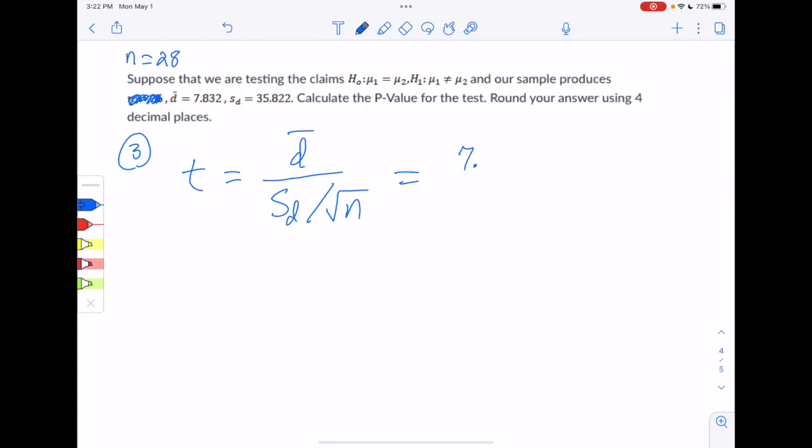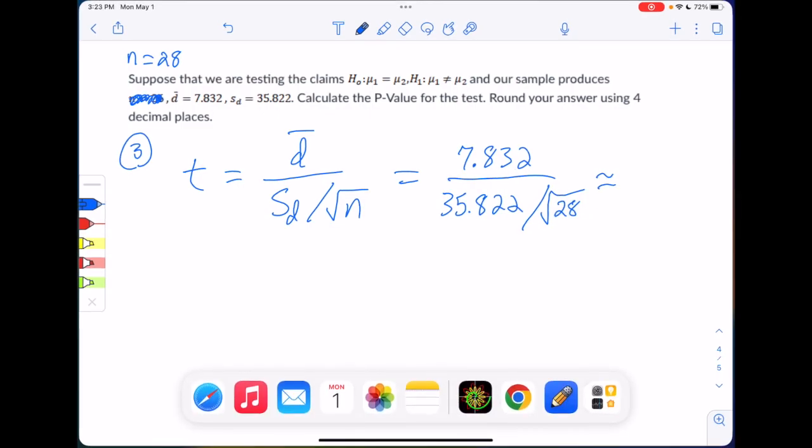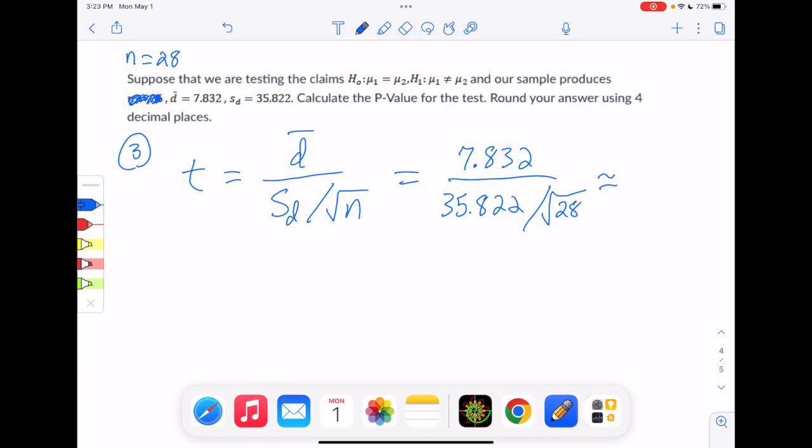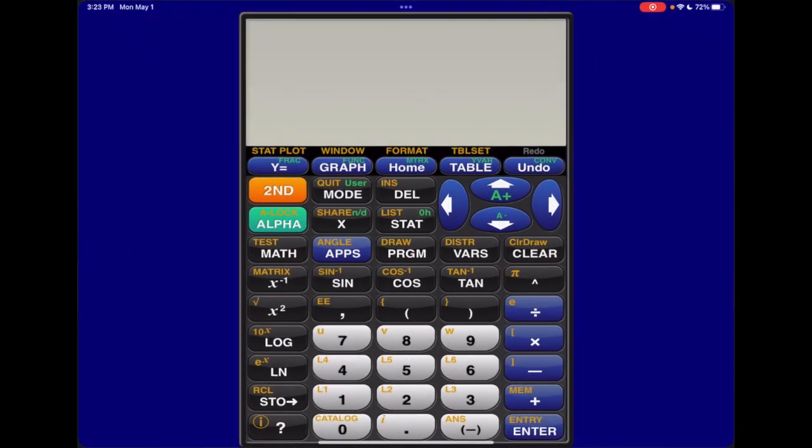D bar is 7.832. Our S sub D is 35.822. We divide that by the square root of our sample size, which was now changed to 28. And we go to the calculator and see what we get for that. It's a little less tricky than normal. We only need parentheses around the bottom, not the top. So let's go see what that looks like.